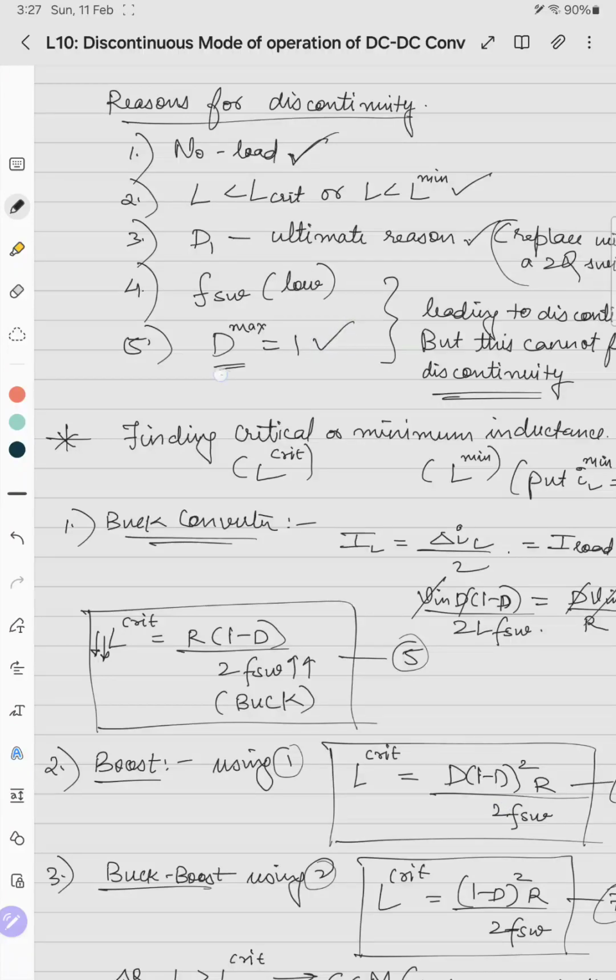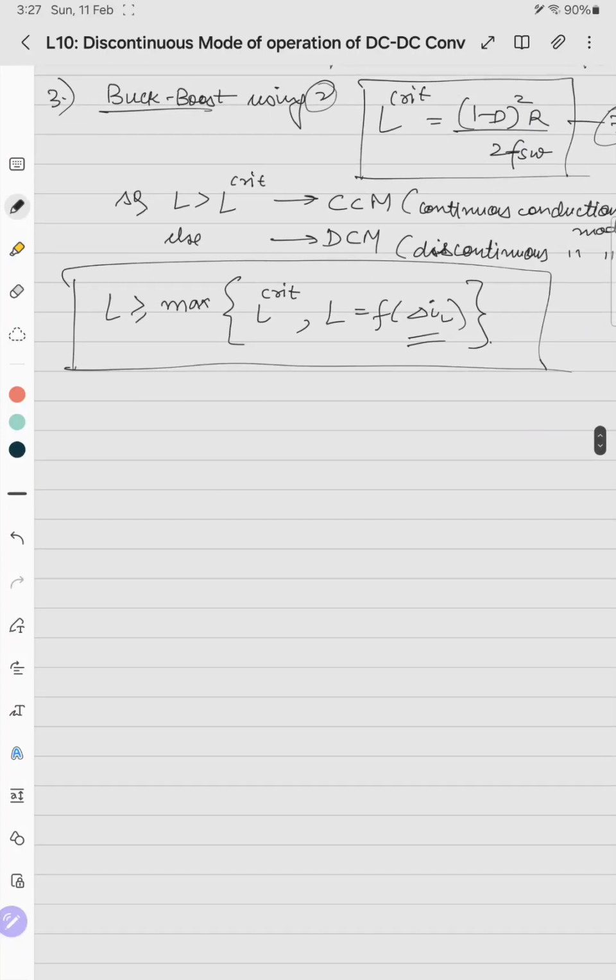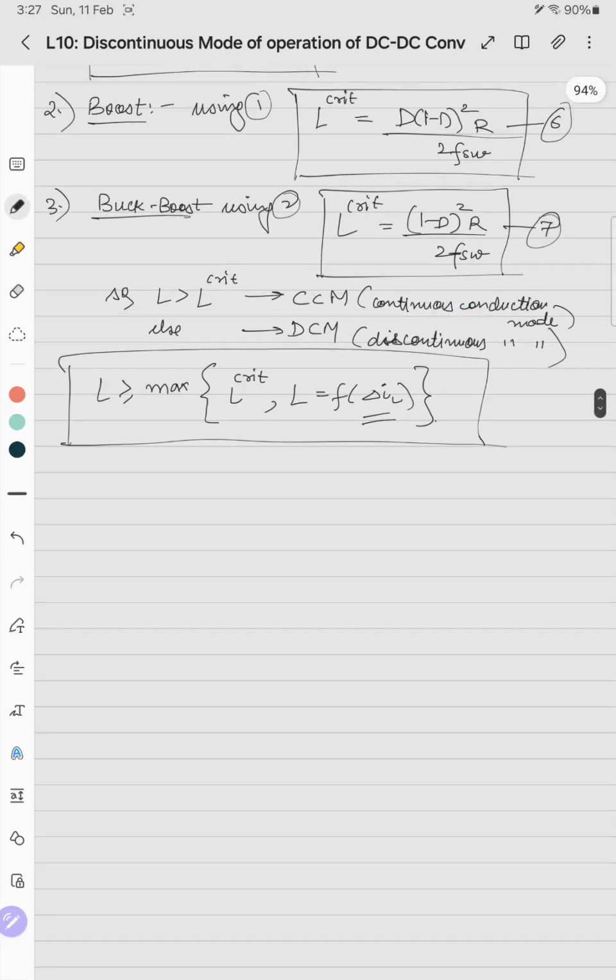The same fifth point we also tackled. That is, instead of making Dmax as 1, reduce it. Make it less than 1 based on the permissible or preferable range of operation for each of the converters. So this was the discontinuous mode of operation. In the next lecture, we will see the waveforms of each of the buck, boost and buck boost converters operating in DCM or discontinuous mode.